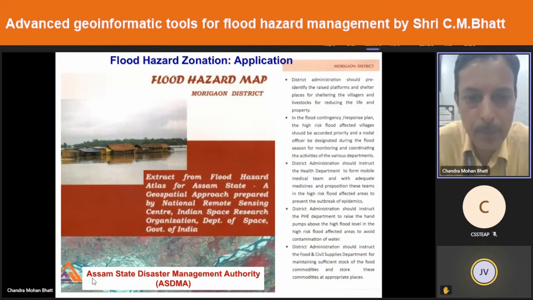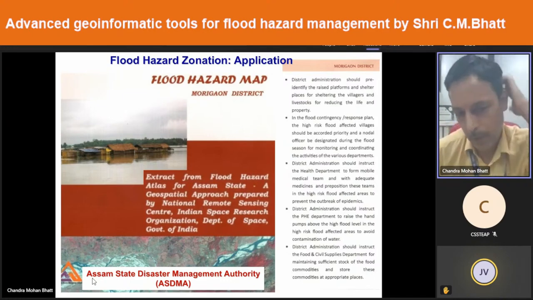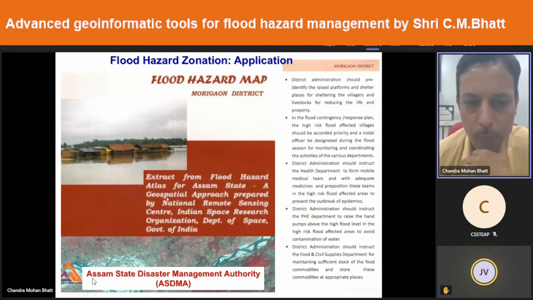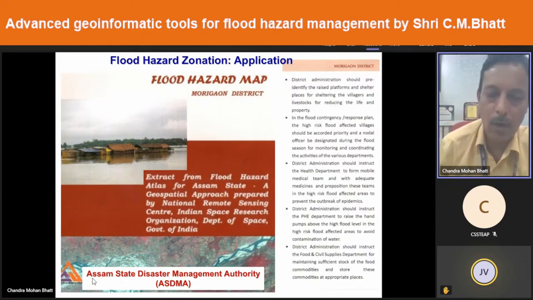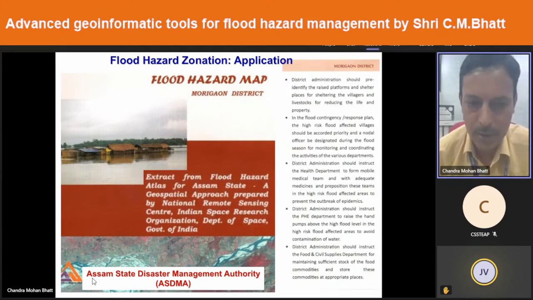So if such kind of data is available from satellite, it can be used for mitigation, because whatever is coming from satellite is in the form of maps. Now how those maps can actually be used on the ground is the main potential of satellite technology. This is one of the flood hazard maps that we generated for Assam, and the Assam State Disaster Management Agency has used that map in the form of actions.